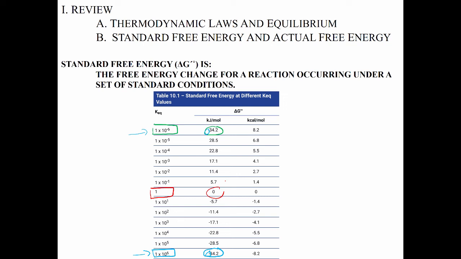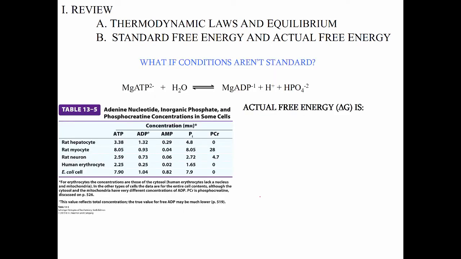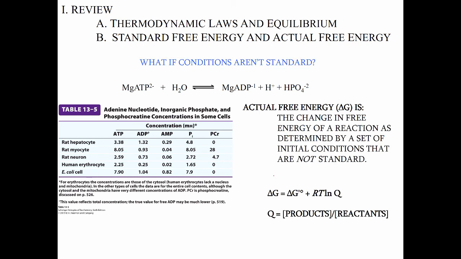Now that's it for standard free energy. But what about actual free energy? Meaning this: what if conditions aren't standard? And they rarely are. The cell is not under this arbitrary set of standard conditions. So how do we deal with that? We'll have to have a different delta G value, and we call this actual free energy. It's delta G, not delta G prime, just delta G. This is the change in free energy of a reaction determined by a set of initial conditions that are not, and that's the key thing, not standard. So they're a different set of initial conditions. That's all we're saying.